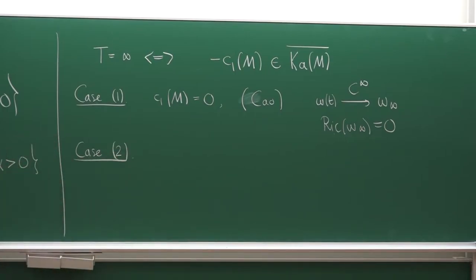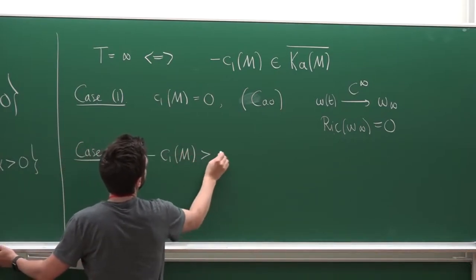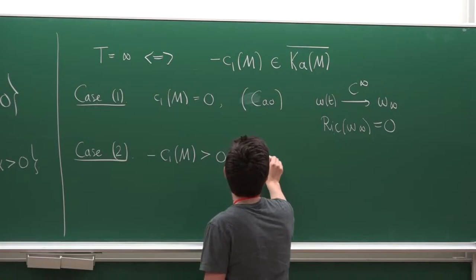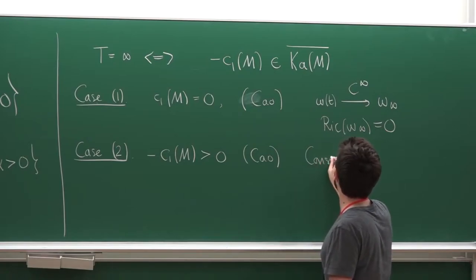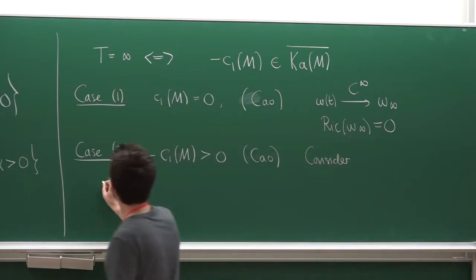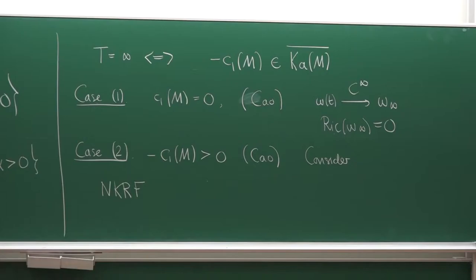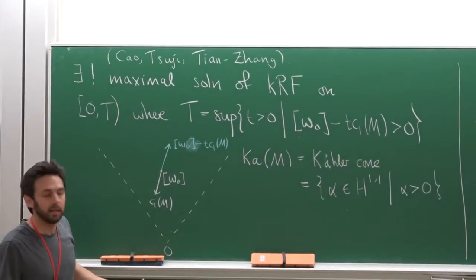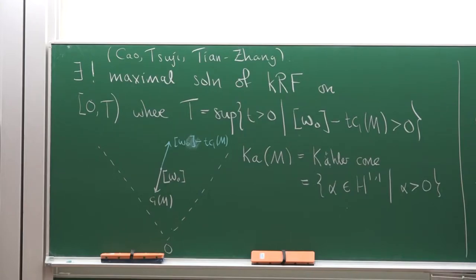Case two, again another well-known case, is when minus c1 of m is positive, or in other words, c1 of m is negative. And again, due to Cao, it's normal in this case to consider the normalized flow. So we consider the normalized Kähler-Ricci flow. You can see, of course, that in this case, like the picture I drew, the volume of the Kähler class is going to go to infinity. So it makes sense to normalize. You're essentially dividing by t so that the volume doesn't blow up.